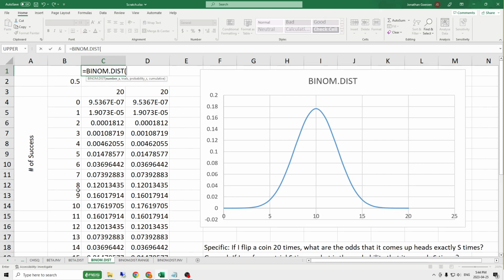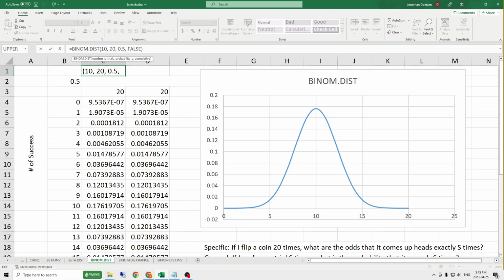So I'm going to say, what are the odds in this case that it comes up exactly 10 times? The number of trials is how many times have you performed this? So if we're going to coin flip, I'm going to say that I flipped a coin 20 times. The probability of getting heads or tails is 50-50, 0.5. And cumulative, I'm going to put as false. And this tells me that I have about a 17.5% chance of flipping a coin 20 times and getting exactly 10 heads.